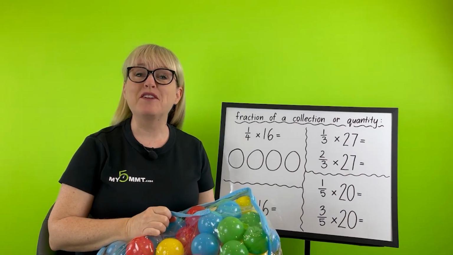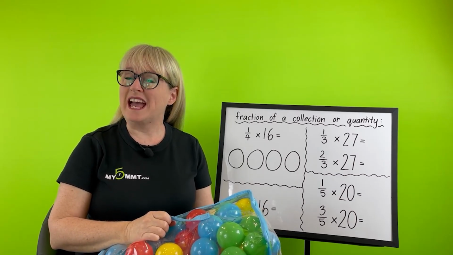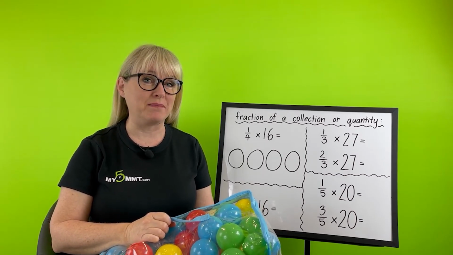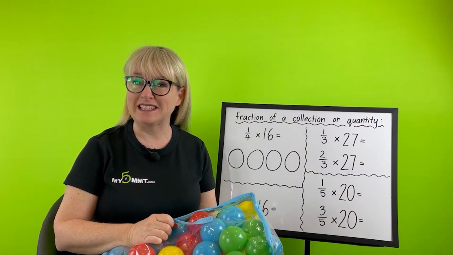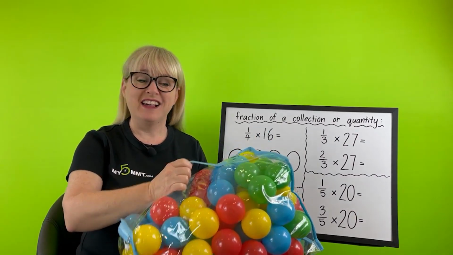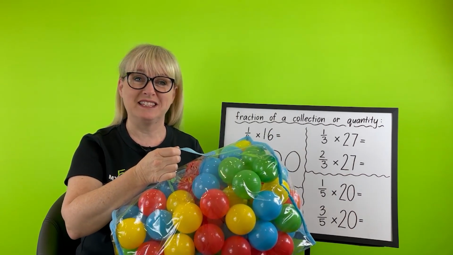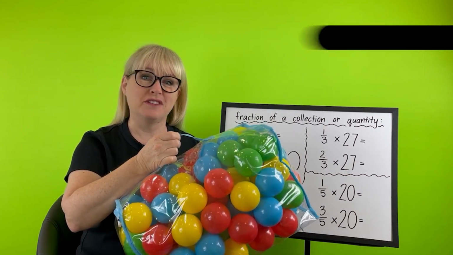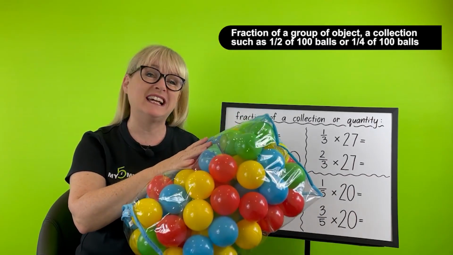This math summary focuses on fractions of a collection or quantity. We can have fractions of one shape, one object, where we divide it into equal or even parts. But we can also have fractions of a group of objects. Like I've got one bag, but it's got 100 balls in this bag. So if I wanted a fraction, I'm actually doing a fraction of a group of objects, a collection.